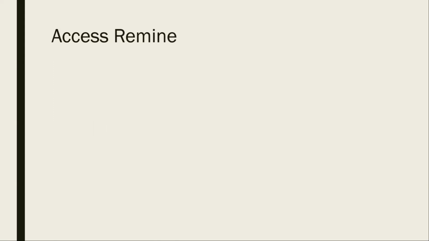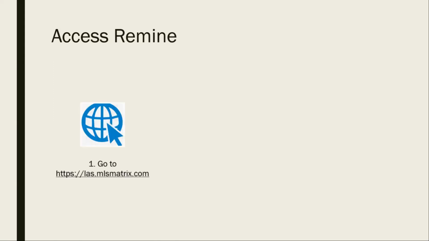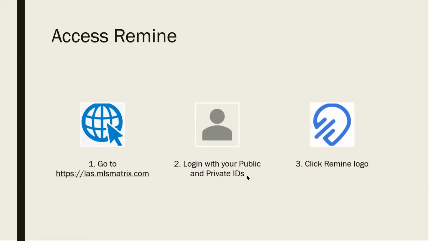Okay, so to get into Remine, we use the same address as Matrix, las.mlsmatrix.com, but we're not going into Matrix, you know that. After you go to the page, you log in, and it brings you to the single sign-on page, where you log in with your public and private ID. From the single sign-on page, you'll find the Remine logo. It looks like a blue guitar pick. That's the button you click instead of Matrix, and that's how we get into Remine.